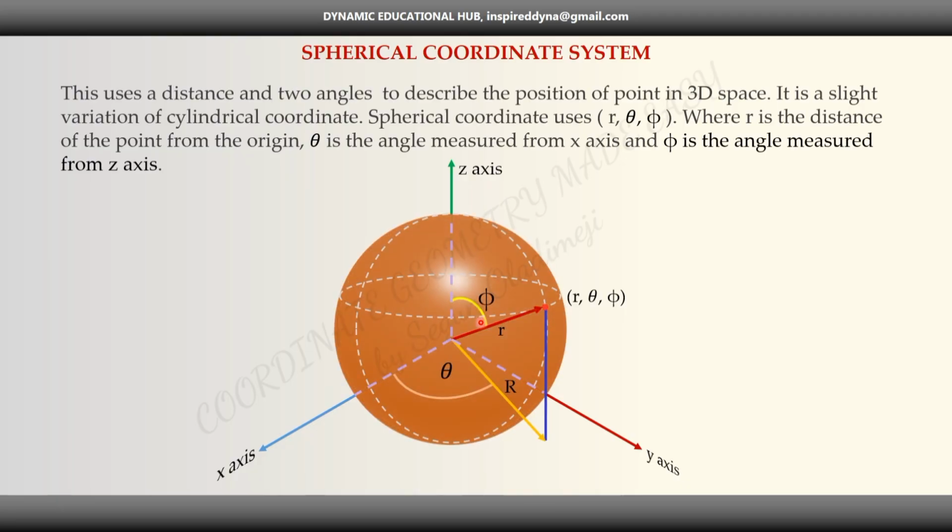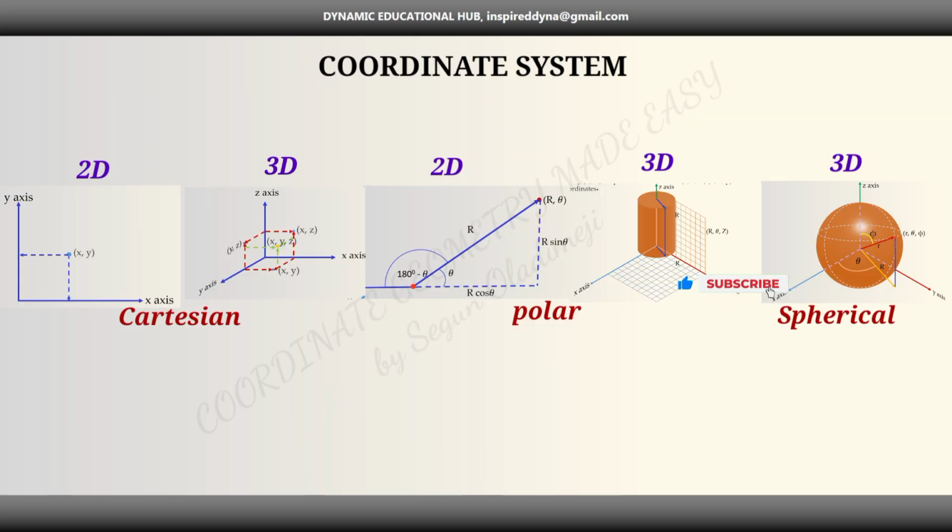This is why it is called spherical coordinate system. Now that we have learned the major coordinate systems, we are still going to learn the relationship between the coordinate systems that we have learned so far: rectangular coordinate system, polar coordinate system, and spherical coordinate system. We will learn the differences and relationships between them, and how we can convert one coordinate system to the other.